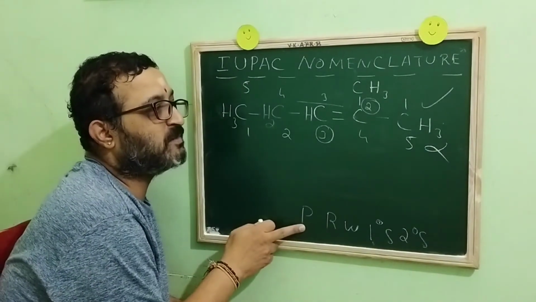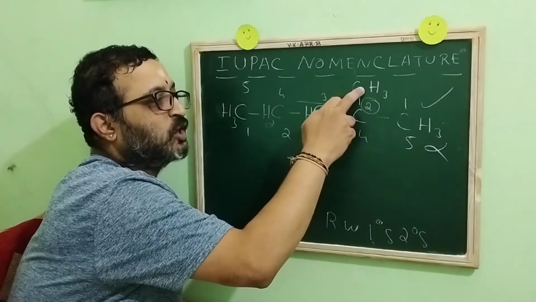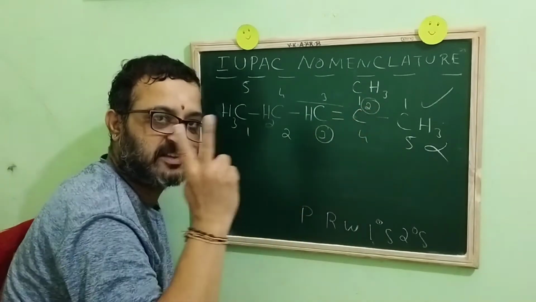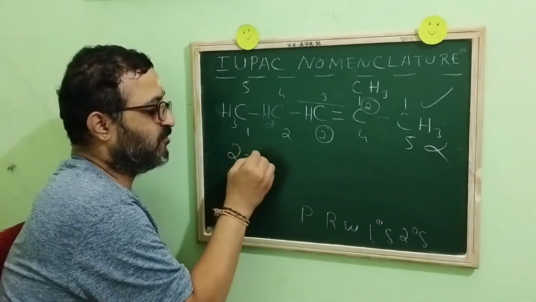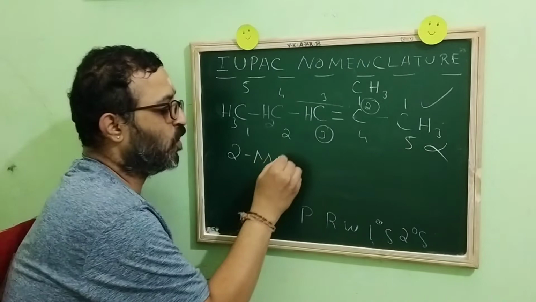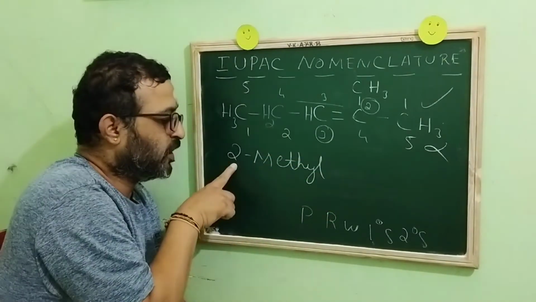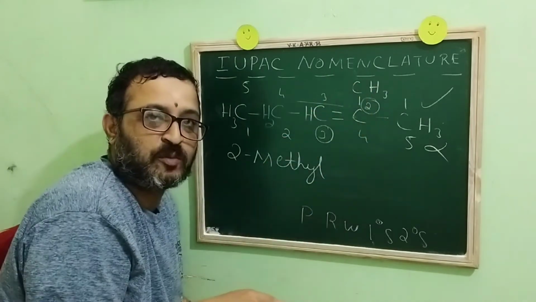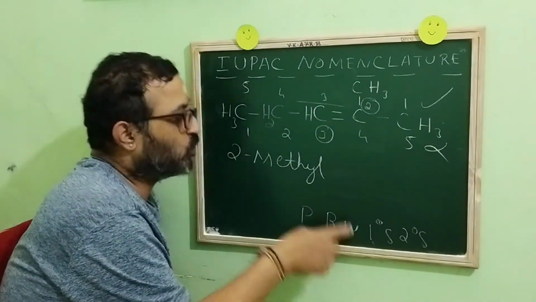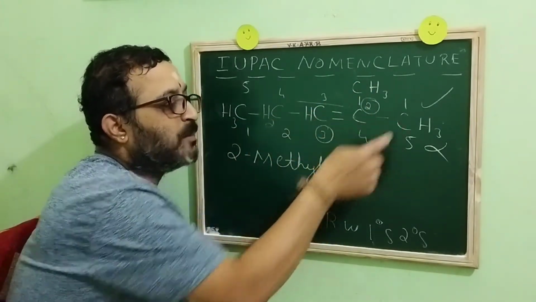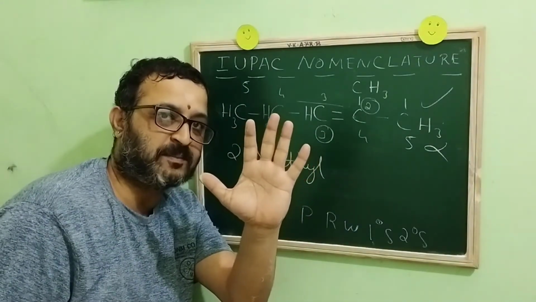Prefix. What is the prefix present? Sir, methyl group. It is attached to which carbon? Second carbon. So the name will be what? It is 2-methyl. That is, to the second carbon, methyl group is attached. Then root word. To the compound containing how many carbon atoms? Pent means what? 5.